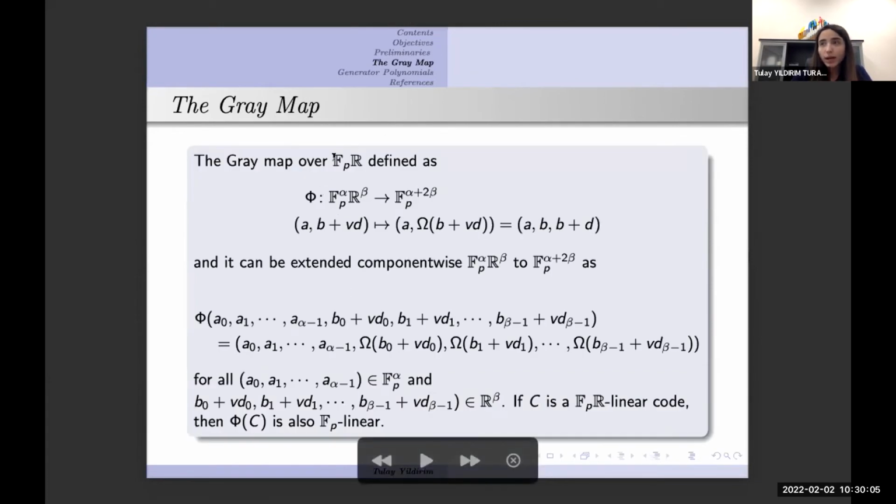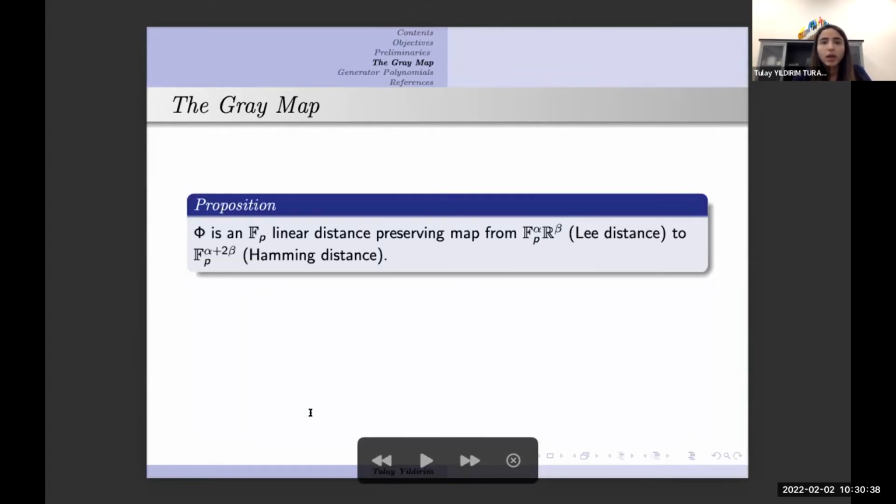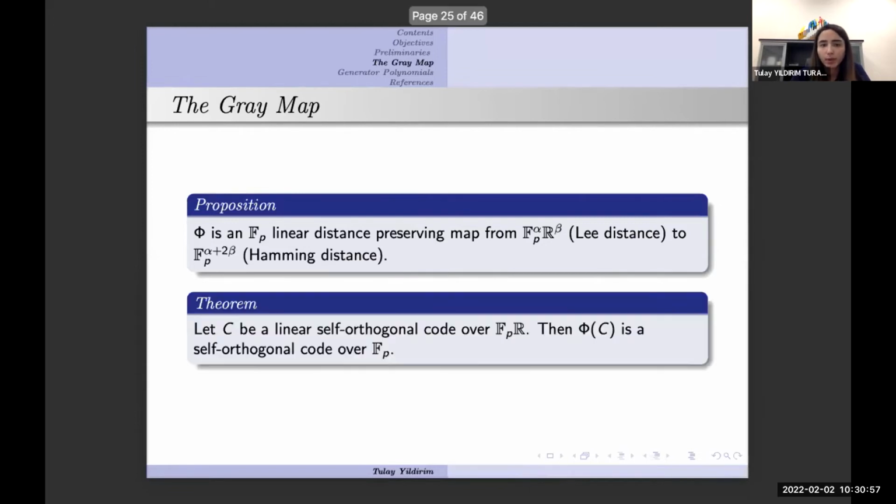What about the Gray map over FpR? FpR has two kinds of elements, a and b plus vb. Under the phi map, we can define the Gray map as (a, b, b plus b). This is the extension version, with the n-tuples, of the Gray map. If C is an Fp linear code, under the Gray map it is easy to say that phi(C) is also an Fp linear code. We define the basic proposition and show that phi is an Fp linear distance preserving map, I mean the Lee distance is preserved as the Hamming distance under the Gray map.